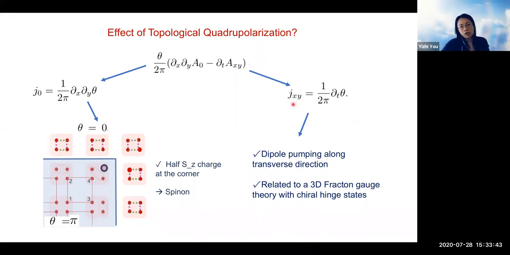Another effect, which I will not elaborate on today, is dipole pumping. If I regard this theta as a time variable, so at time t we quench the Hamiltonian, so theta suddenly jumps from 0 to another value, then under this quench procedure we will have a dipole pumping term, which pumps an x dipole along the y direction, or a y dipole along the transverse x direction. And this dipole pumping is highly related to the 3D fracton gauge theory with a chiral hinge state, which I will not elaborate on today.